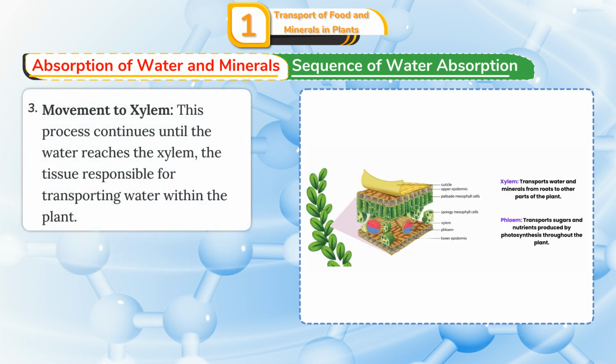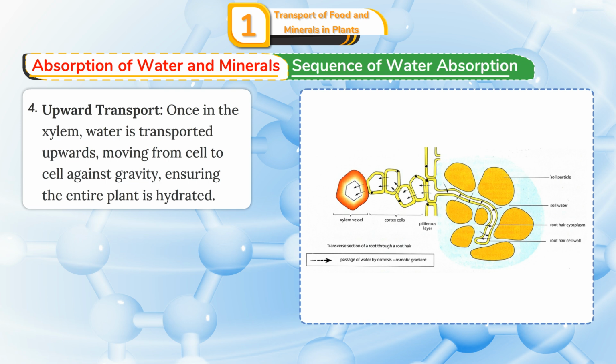3. Movement to xylem. This process continues until the water reaches the xylem, the tissue responsible for transporting water within the plant. 4. Upward transport. Once in the xylem, water is transported upwards, moving from cell to cell against gravity, ensuring the entire plant is hydrated.